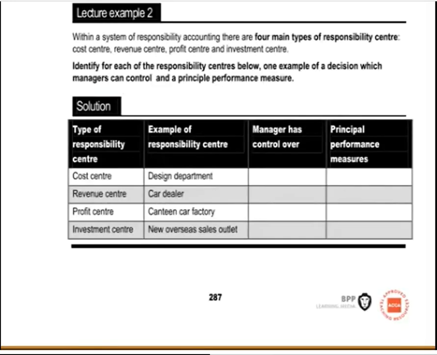Lecture example 2. Here we consider those larger organisations that have grown to develop their own divisional structure and recognise that each division is a responsibility centre. We have different categories of responsibility centre. We can class them as cost centres, revenue centres, profit centres, and investment centres. Take a moment to consider whether you could complete the remaining parts of this table. Pause the recording here.